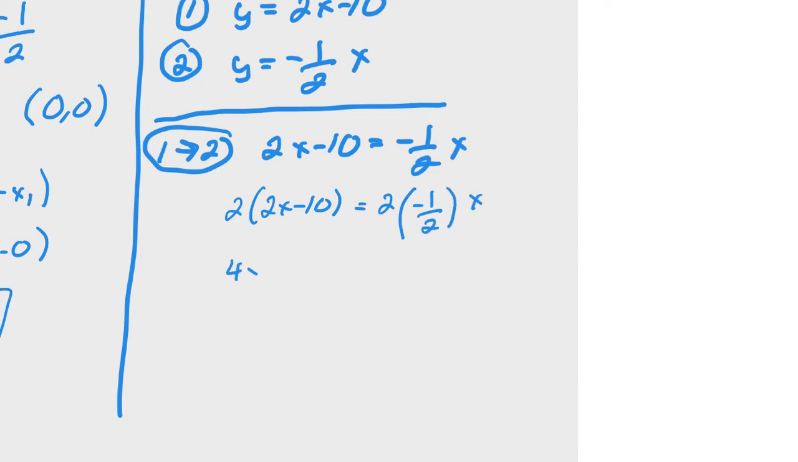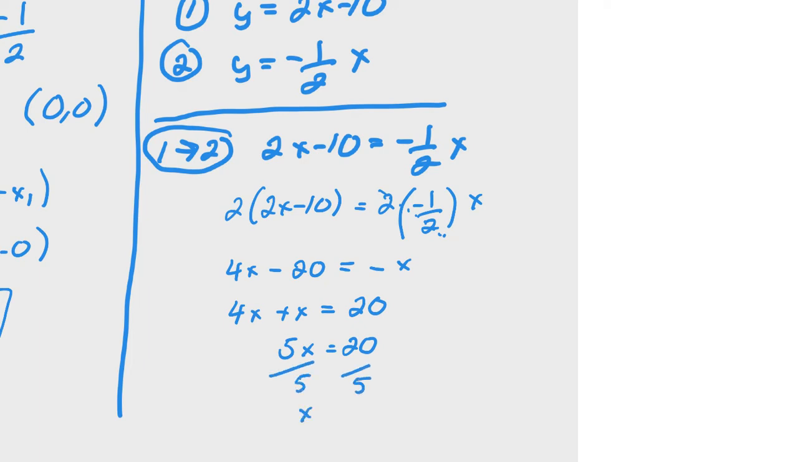So I'll get 4x minus 20 equals, the 2's cancel out, -x. I'll bring the x over to the left, so it becomes positive. I'll take the 20 to the right, so it becomes positive. Tidy the left-hand side: 5x equals 20. Divide both sides by 5, and my x value is 4.